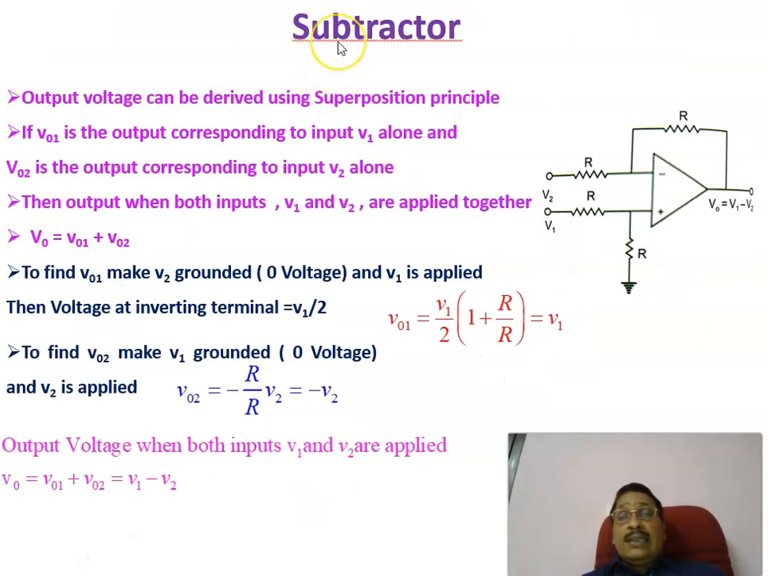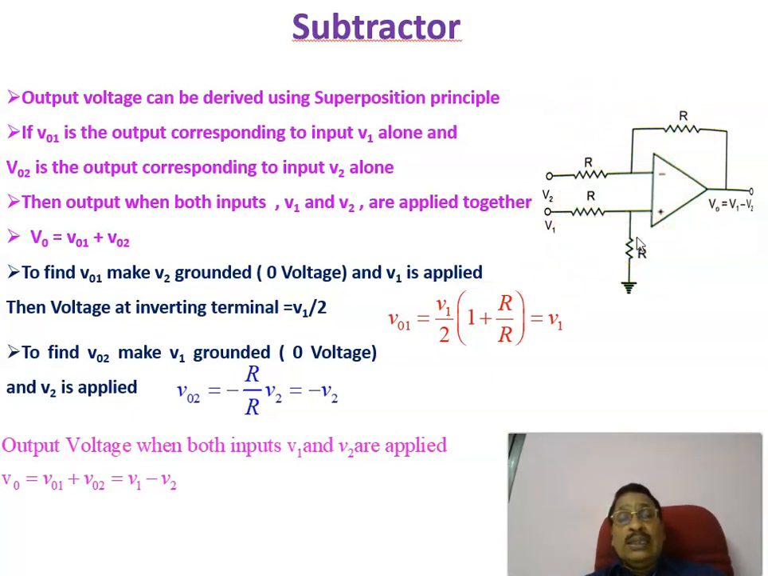The next application is a subtractor. You can subtract two signals, two voltages, V1 and V2. This is an op amp where V1 is connected to the non-inverting terminal, and the inverting terminal is connected to V2, through voltage divider resistors R and R, both equal, and the feedback resistance is also R. Therefore, the output voltage is nothing but the difference of V1 and V2. You can prove that. The output is V1 minus V2, provided all these resistances are equal, R, R, R, R.